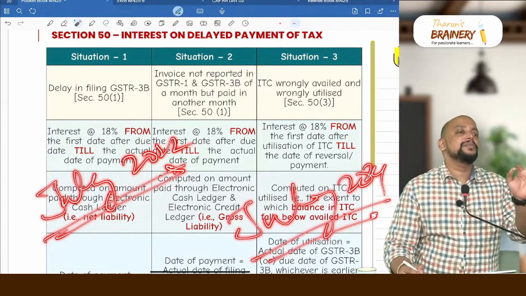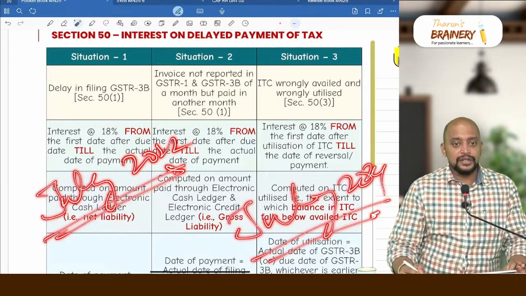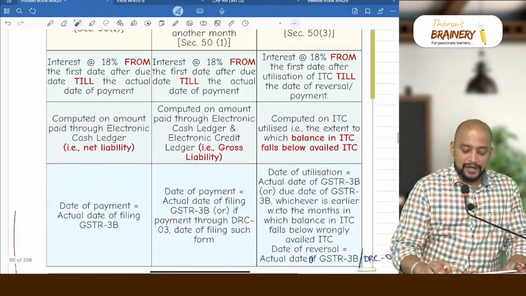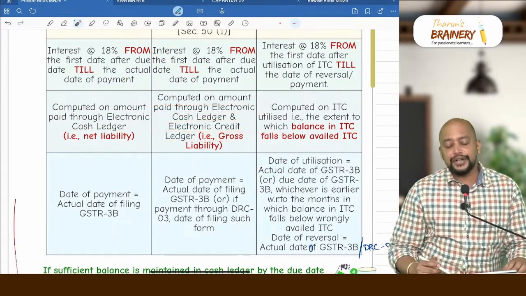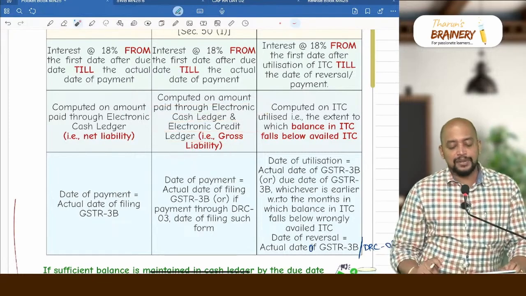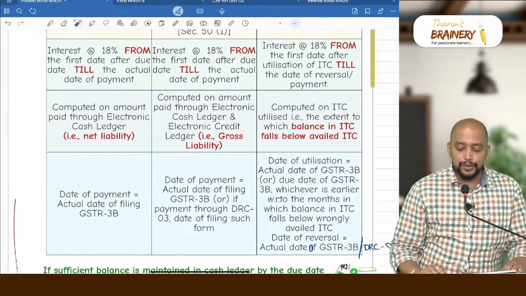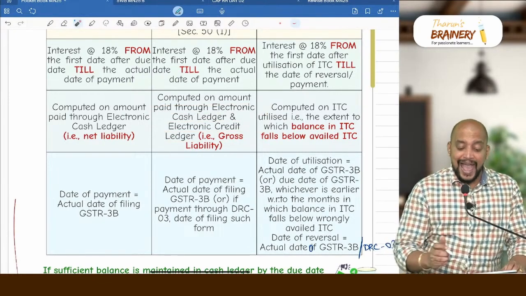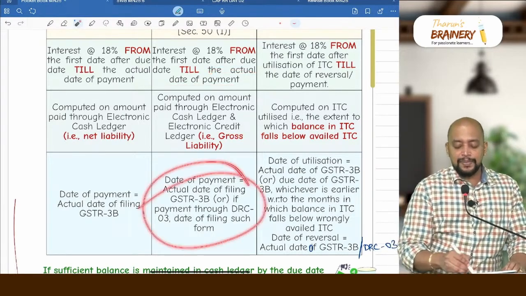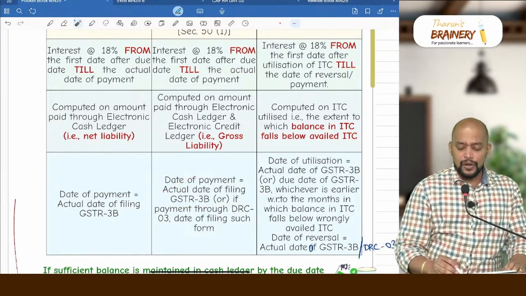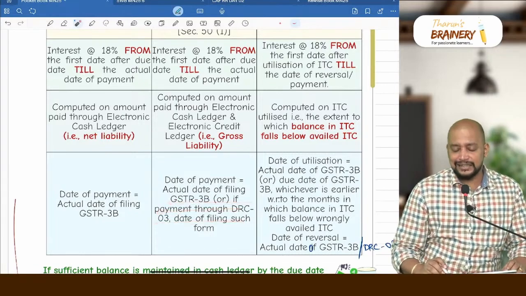But interest will be computed on gross amount. So whatever is the amount that I need to pay, computed on the amount paid through electronic cash ledger and electronic credit ledger, that is gross liability, and interest will be computed from the first date after due date till the actual date of payment. What is the actual date of payment? Here either I can pay through DRC 3 or I can pay through GSTR 3B.